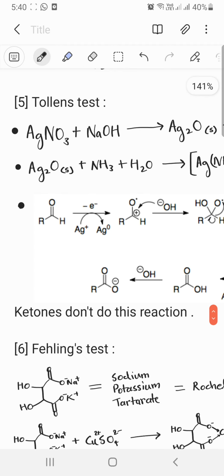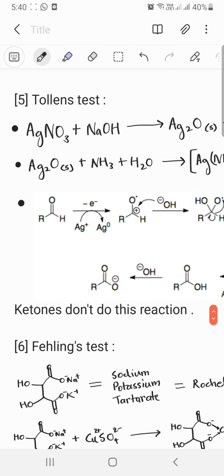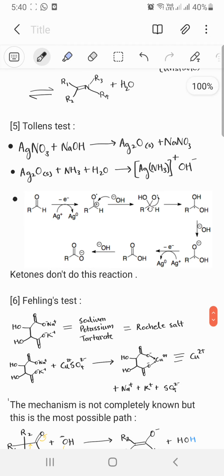So you have converted the aldehyde to what's this, acid, right? Carboxylic acid. And at the same time you have formed silver metal, and the formation of that silver metal is what we actually call the Tollens test. Yeah, so ketones don't do this reaction, obviously, because they don't have that hydrogen over there. Cool. Fehling test.